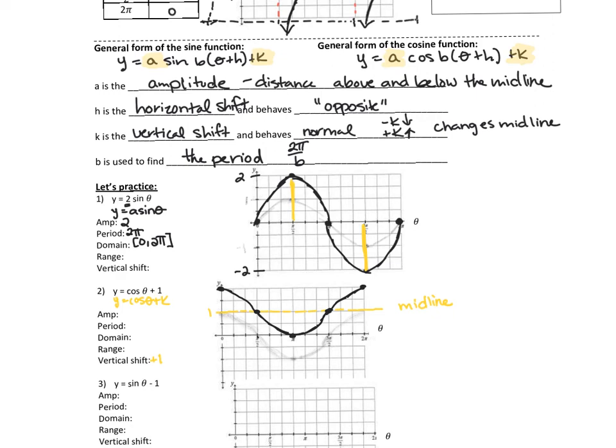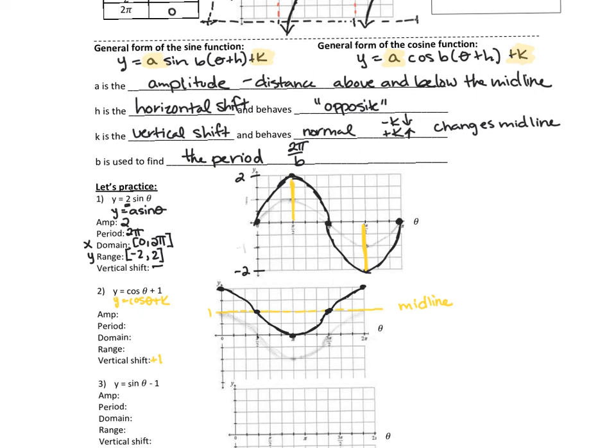The range is my y values. These are my x values. The range is my y values. This particular graph goes from -2, my lowest y value, to +2, my greatest y value. And there was no vertical shift. You could put a 0 there, non-applicable, just draw a line, no vertical shift.